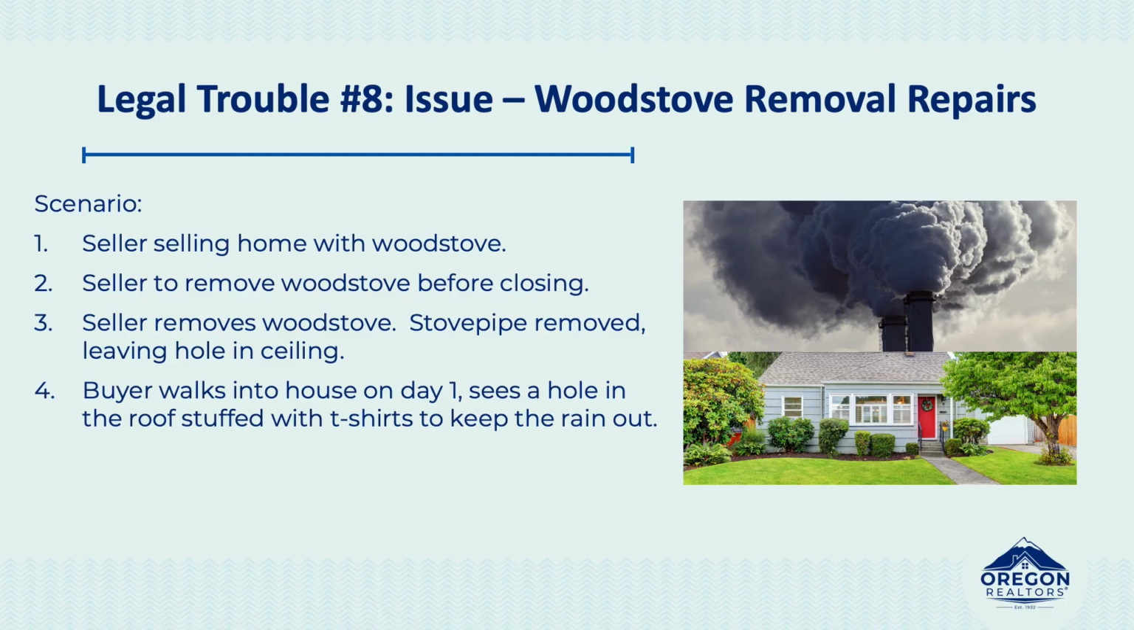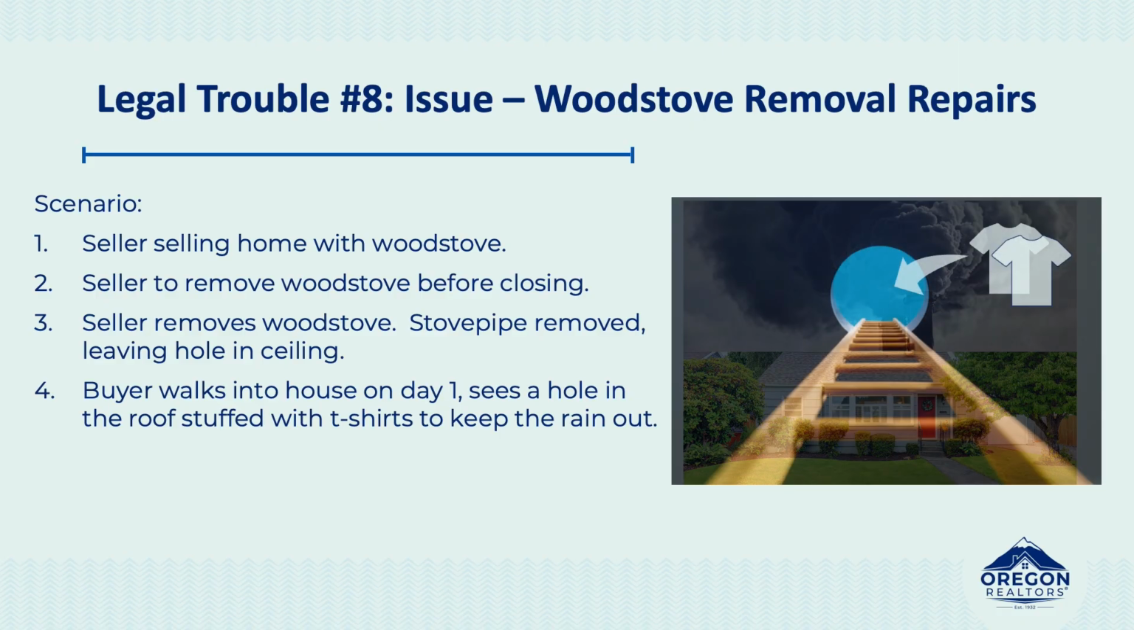The seller is supposed to remove that wood stove at closing. Per the contract, per the Clean Air Act, per the EPA and DEQ, they have to get rid of this wood stove because it is a disaster. Seller removes the wood stove. They take the stove away. It has a stovepipe that leads up into the open air above the house. The seller just yanks the stovepipe down, and that leaves a hole in the ceiling, a nice perfectly circular hole in the ceiling, and the seller doesn't do anything about that. They just stuff a couple t-shirts into it to keep the rain out.